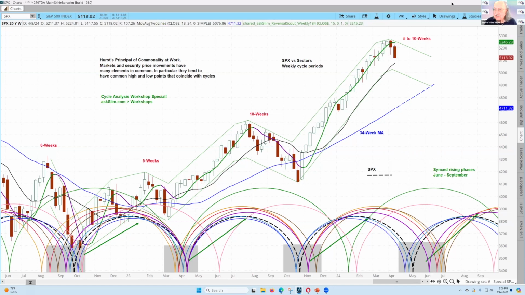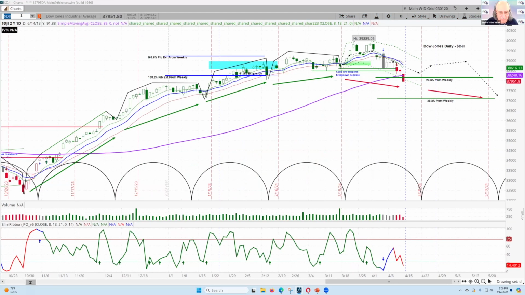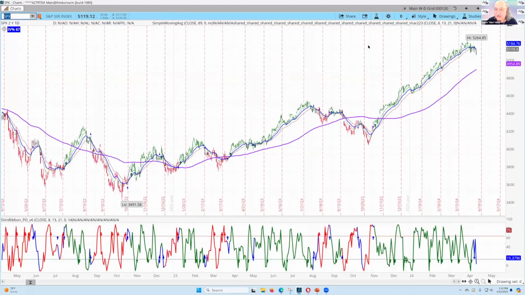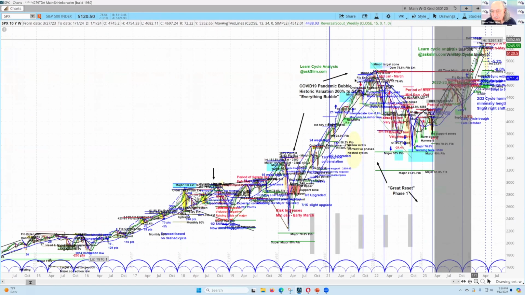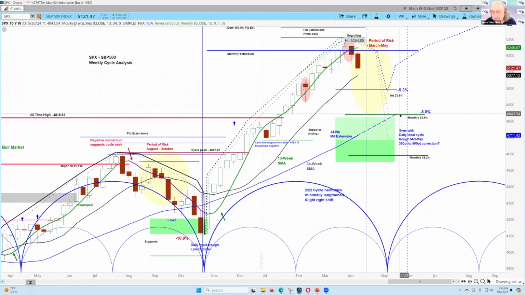So that is a chart that I thought it was important to share with you. And here is that Dow chart right over there. Let's go back to the SPX, S&P 500 right over here, and go back to the weekly chart, and there's that corrective period that we're talking about right there, out into this mid to late May period.